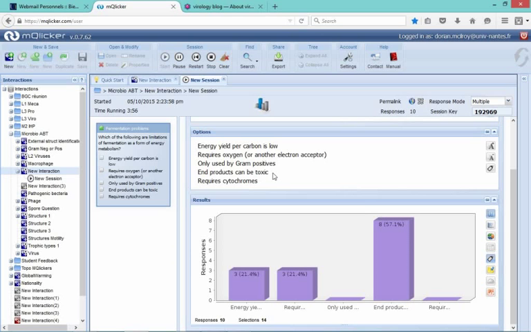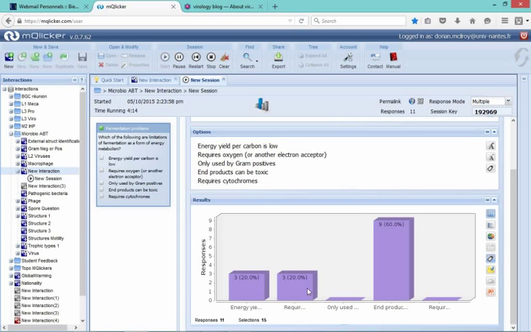End products can be toxic. Acids can lower the pH. Alcohol is toxic, so that's a problem. Requires cytochrome? Okay, that's wrong. Only used by gram-positive? Also incorrect. So everybody is right in rejecting these two.